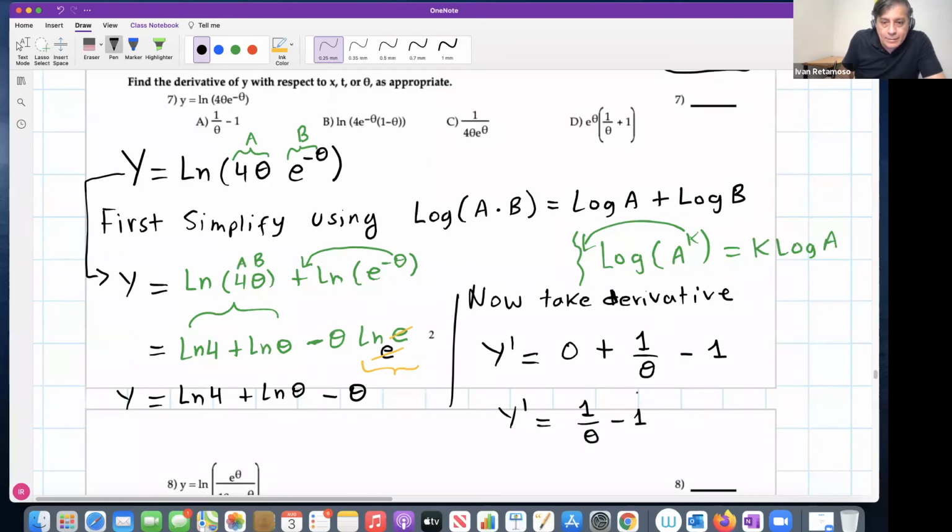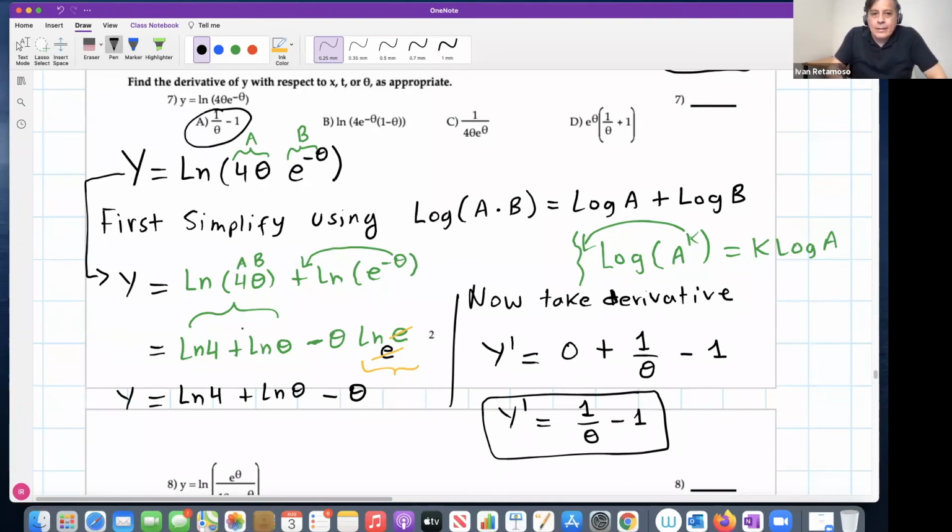That's it, right? 1 over theta minus 1, and it appears here, right? You follow, guys? Otherwise, very difficult to get, because if you don't do this simplification, you might have to deal with the product rule inside there. It's more difficult, perhaps, right? So use properties of logs before taking the derivative.